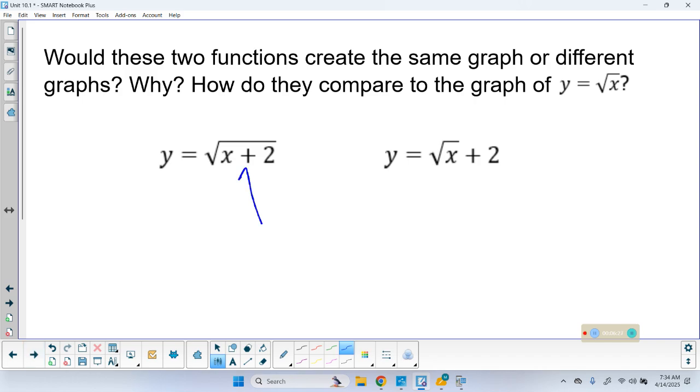Whenever you have a number underneath of your root, you either move it to the left or the right. It's always the opposite sign. So since it's plus 2, we would end up moving to the left, negative 2. If you add or subtract on the outside of your root, you either move up or down. Because you are adding 2, we went up 2. So they will end up creating two different graphs.